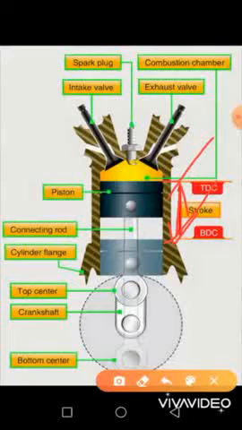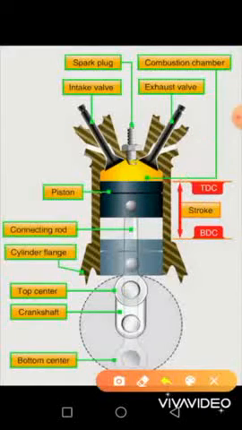Next one is clearance volume. Clearance volume is the volume of cylinder above the piston when the piston is at TDC. You can see in the figure this is the piston at TDC position. Above the piston some volume is there inside the cylinder. This volume is known as clearance volume.